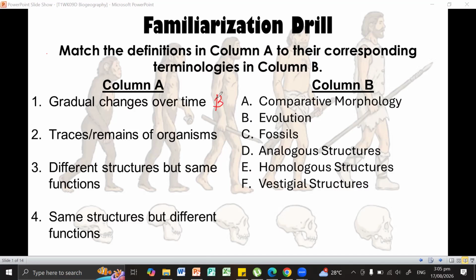For number two, traces or remains of organisms. This phrase pertains to letter C, fossils. Number three, different structures but same functions. This phrase pertains to letter D, analogous structures. Number four, same structures but different functions. This phrase pertains to letter E, homologous structures.